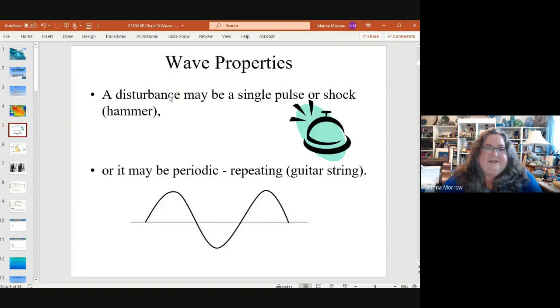Now, the disturbance might be a single pulse. You might just knock once on wood, or it might be more periodic, like a guitar string that comes back over and over again, oscillating. This guitar is not in tune, so any musicians out there, I know it's not tuned. Sorry to make your nerves jangle; it makes mine jangle. But the idea is that the string keeps vibrating up and down for a while.